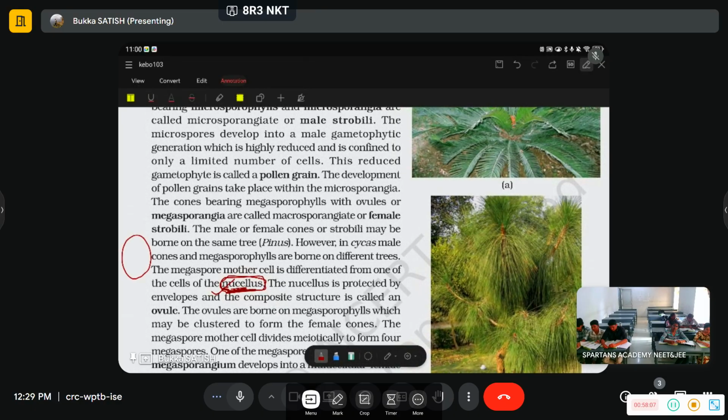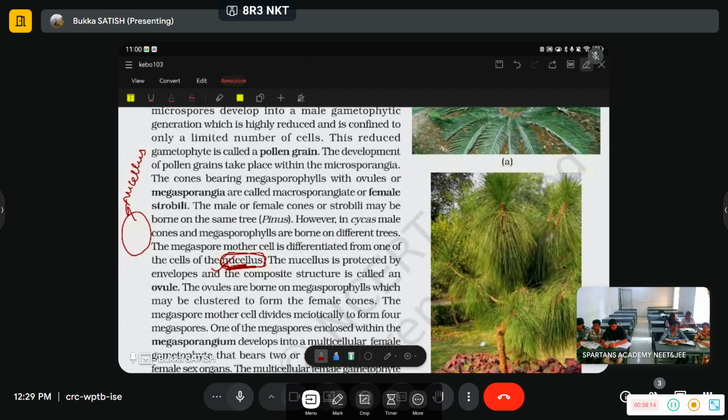So the ovule is filled with the tissue called nucellus. Right. From this nucellus only the megaspore mother cell will develop. Megaspore mother cell is differentiated from one of the cells of the nucellus.